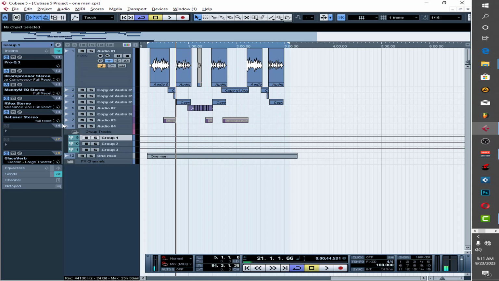So without the effect on it, this is how it sounds without the effect. Let me just mute the beat too. So this is how it sounds.